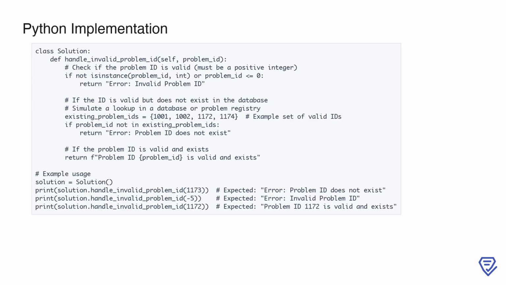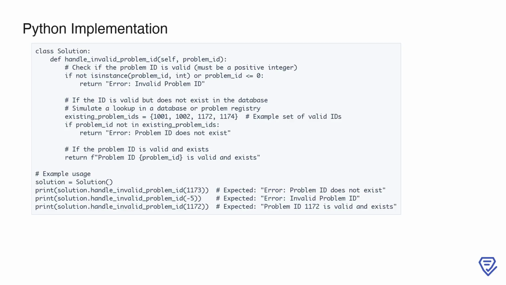This method takes an input problem_id and performs the following. 1. Input validation. The method first checks whether the input is a positive integer. If not, it immediately returns an error message stating that the problem ID is invalid. For example, inputs like -5, 0, or a string would result in error, invalid problem ID.